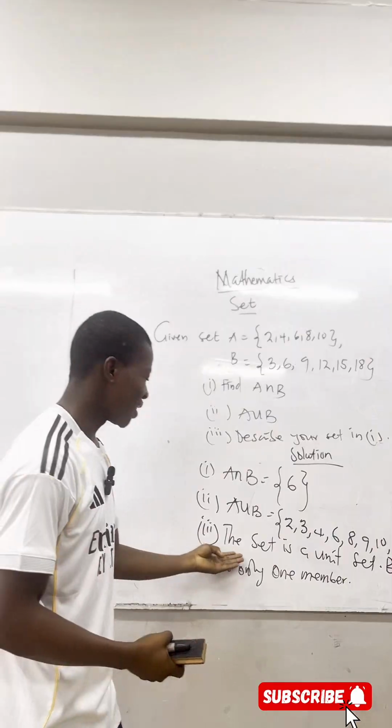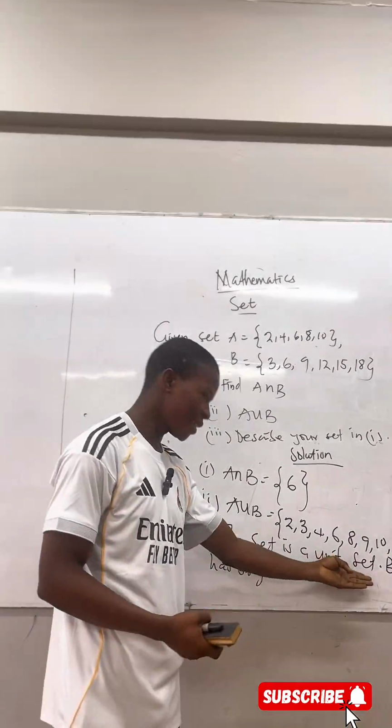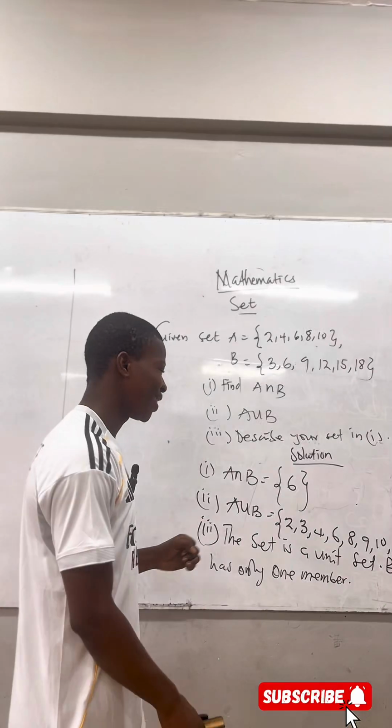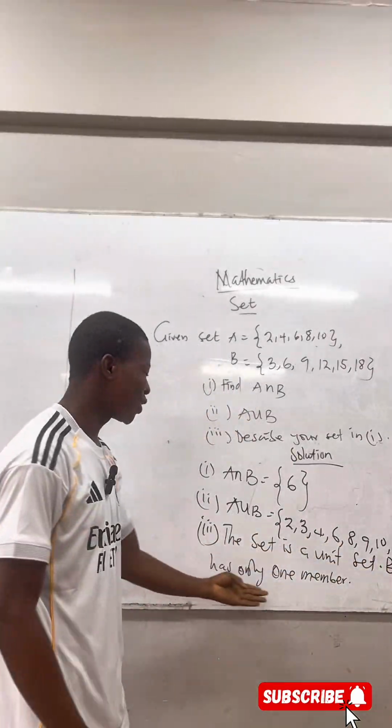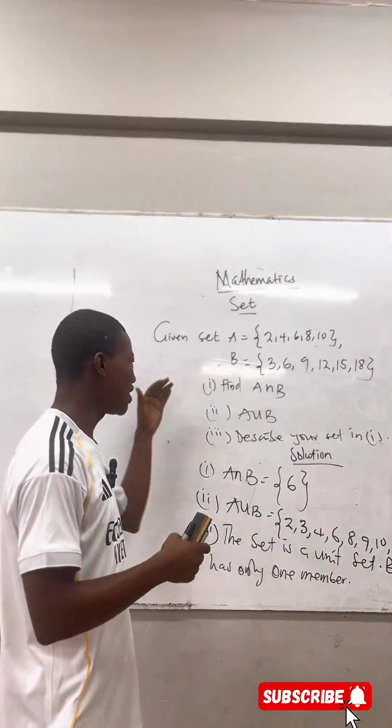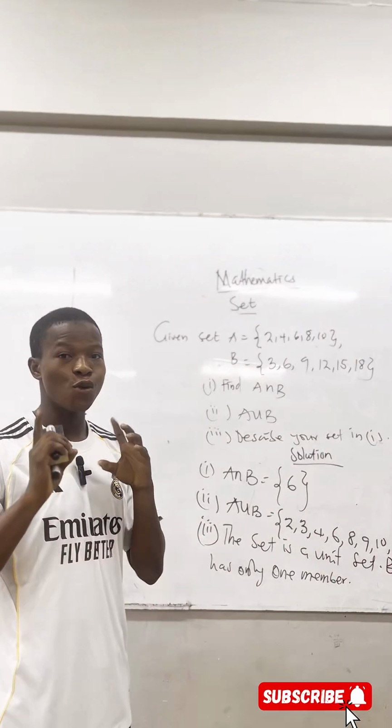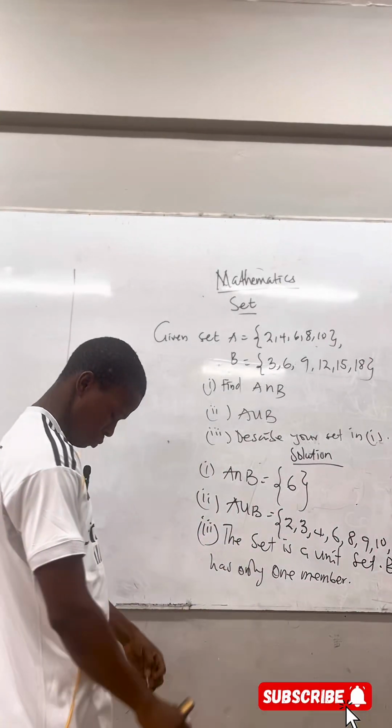So the set is a unit set, because it has only one member. We already stated that a unit set has only one member. Good.